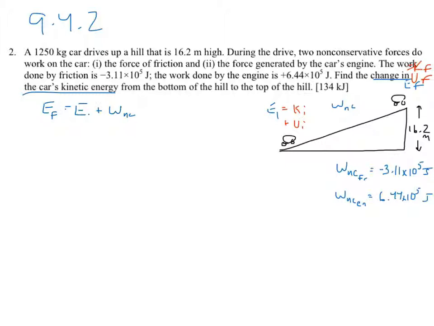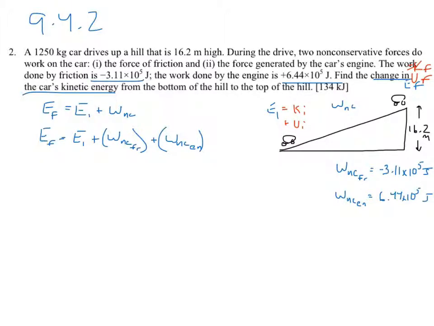In this case, we've got two non-conservative works that are done, so let's just go ahead and write them. Our energy final equals energy initial plus non-conservative work due to the friction and non-conservative work due to the engine. This is a negative value. This is a positive value. We're just going to leave them as is for now because we're given what those values are right here. But we're not going to plug them in quite just yet.